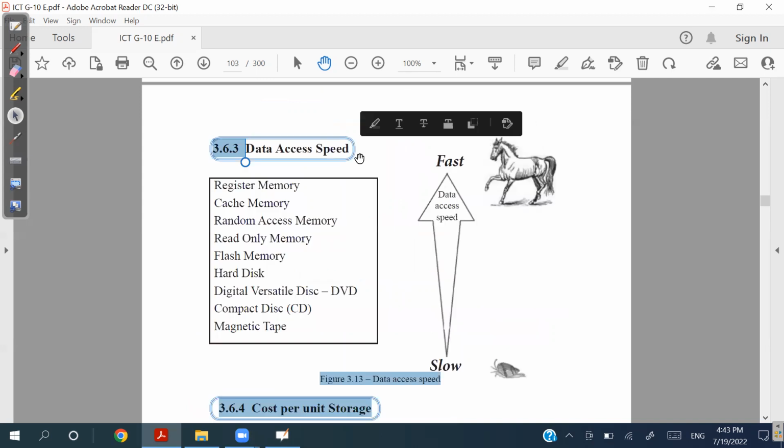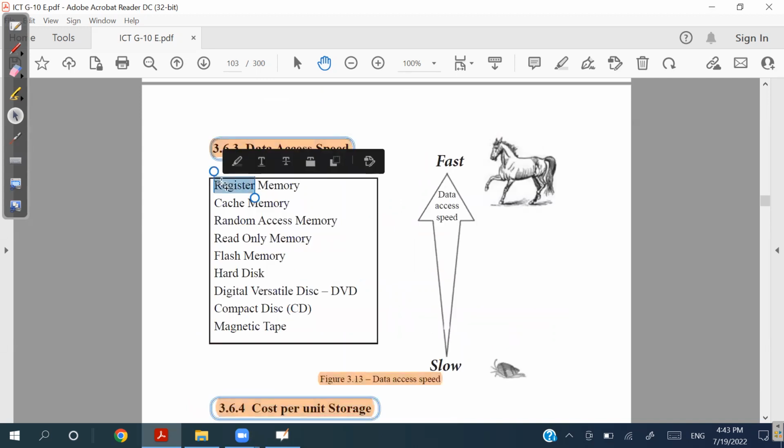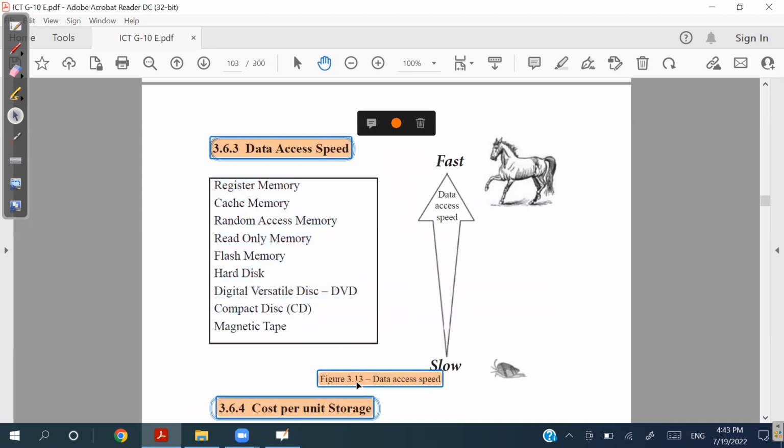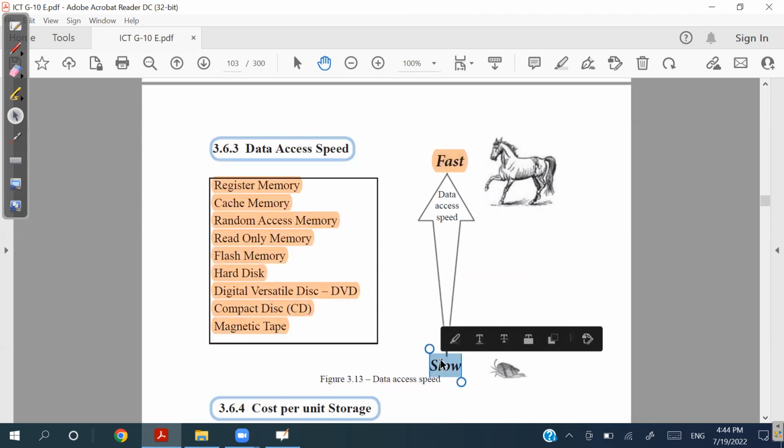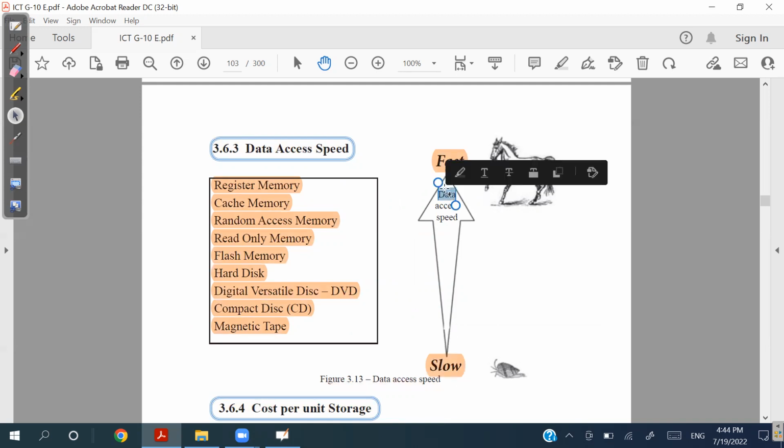Data access speed. Again, you have to go with this particular chart, as well as the fast and slow words and the arrow.